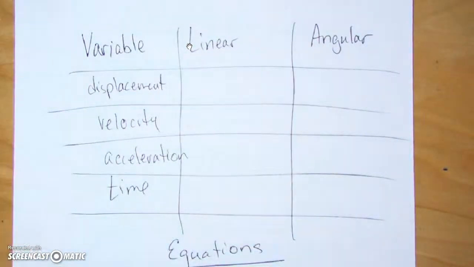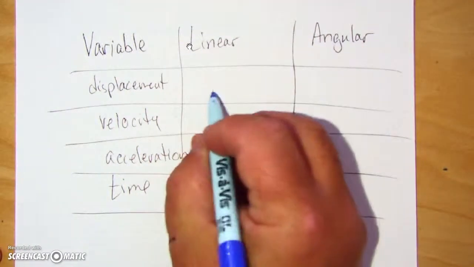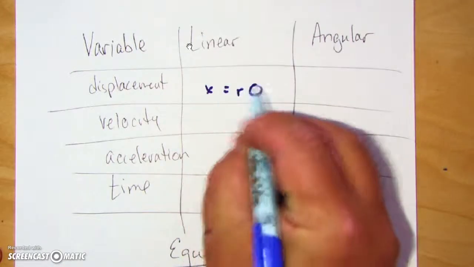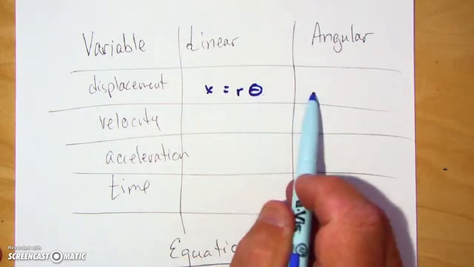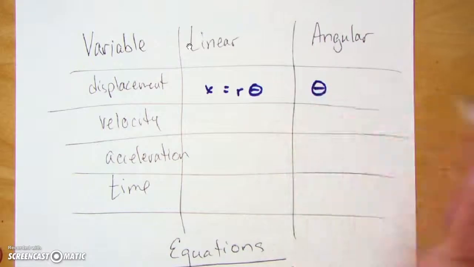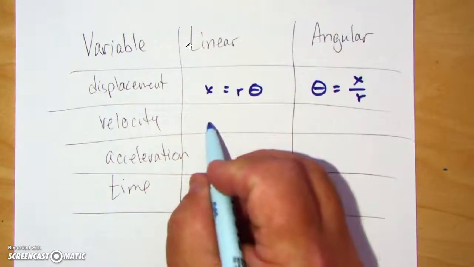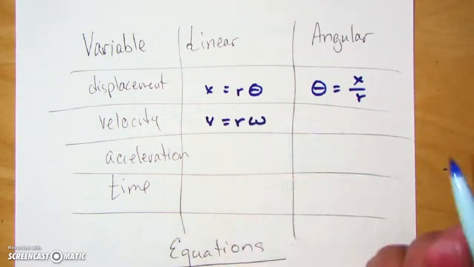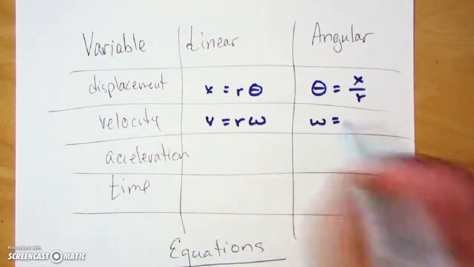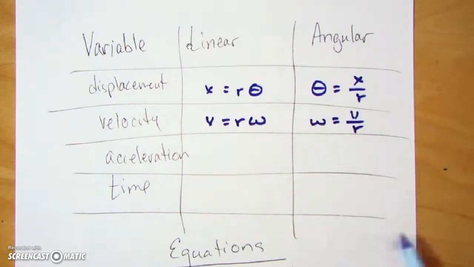Okay, let's compare the two, and then we'll do an example problem. The variables. Well, for displacement, our variable is x, and x is equal to r times theta. Now, watch here, it's kind of a neat thing. Over here, our displacement in the angular world is theta, and theta is equal to x over r. Now, we know velocity in the linear world is v, and v is equal to r times omega, which is angular velocity. So angular velocity is equal to v divided by r.